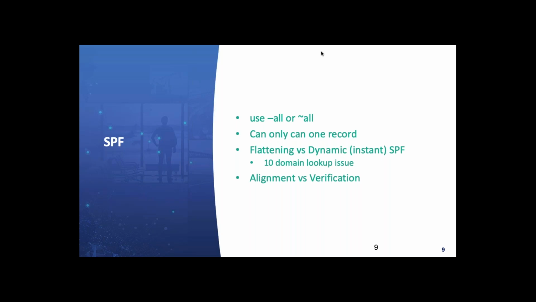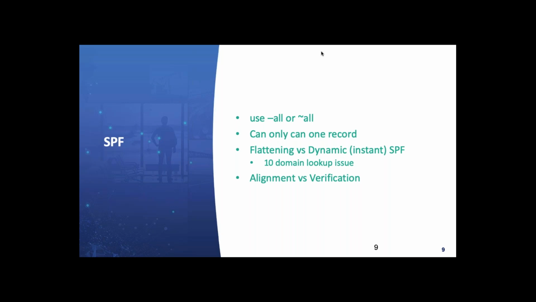And there's a big difference between flattening and dynamic or instant, because each of the vendors call this something different, right? Flattening is when you're actually taking your domains in your SPF and converting them to IP addresses. So your entire SPF is just based on IPs. But there's a problem with flattening, right?